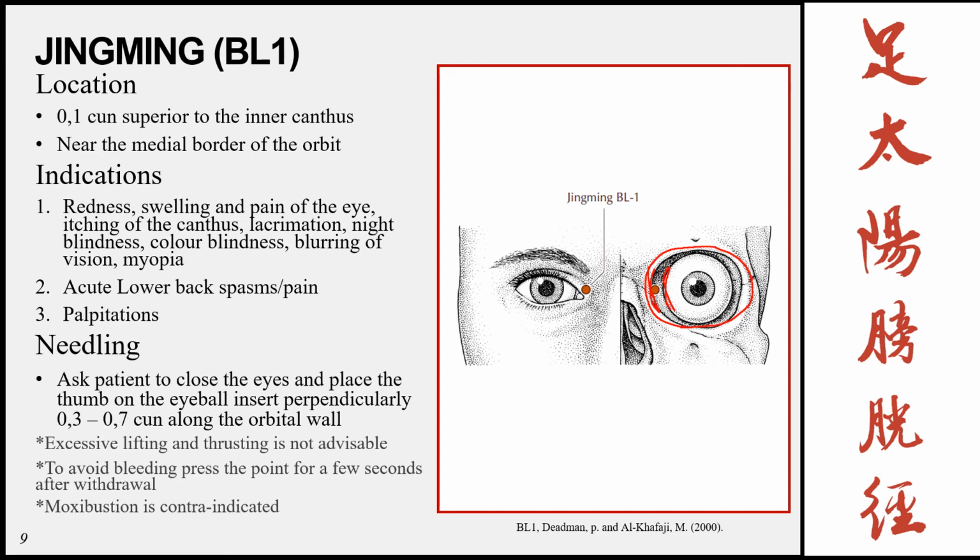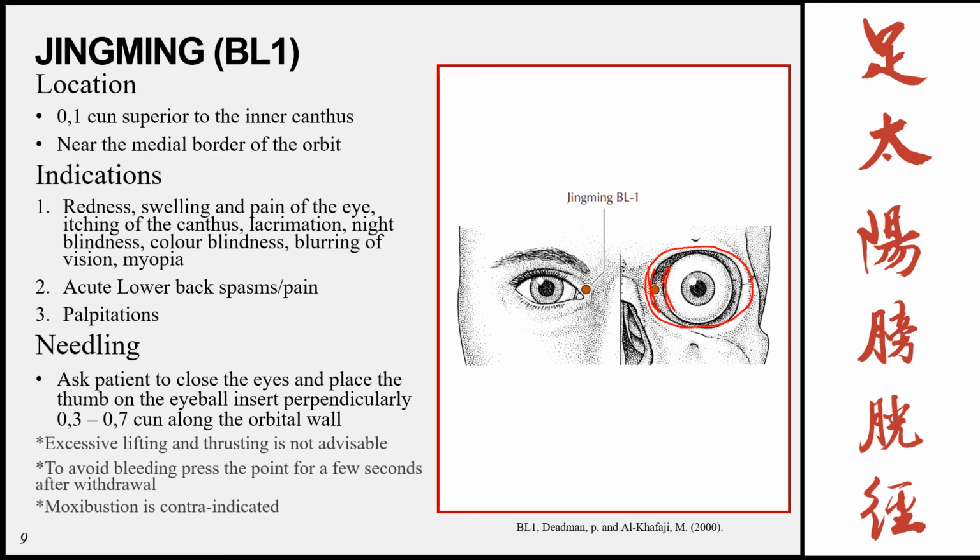And then the indications for this point. This point can be used locally for redness, swelling, and pain of the eye. It can also be used for itching of the canthus, lacrimation disorders, night blindness, color blindness, and blurring of vision, and finally for myopia. Then it can also be used for conditions along this meridian, such as acute lower back spasms or pain, and it can be used for palpitations.